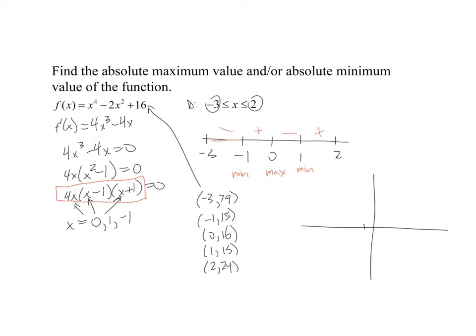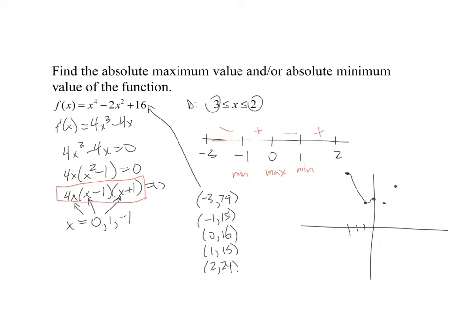So we have -3, 79, so we have a really high coordinate up here. -1, 15 would be somewhere in the middle. 0, 16 a bit higher. 1, 15 a little bit lower. And then 2, 24, something like that.